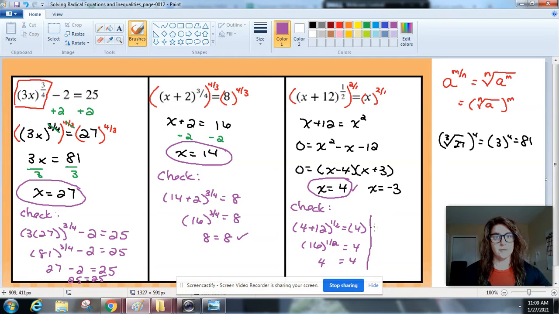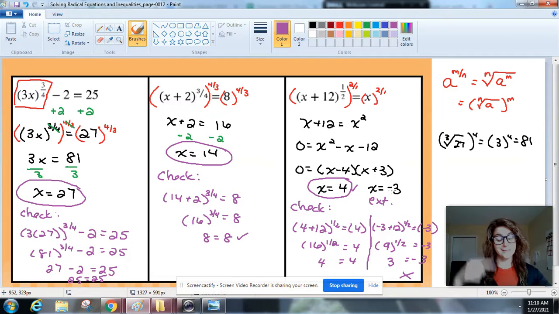Second one, now we're going to put a -3 in. -3 plus 12 to the 1/2 power equals -3. -3 plus 12 is 9. 9 to the 1/2 is 3. But the right side was -3 the whole time. So this one does not work. So -3 is my extraneous solution. Answer to the derived problem, but not the original problem. So x equals 4 would be the only one in this case. Hopefully that helped you out with understanding those a little bit better.